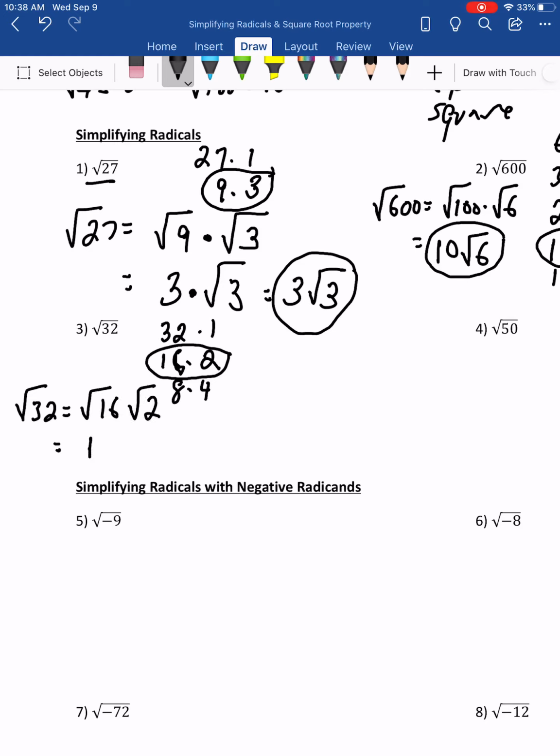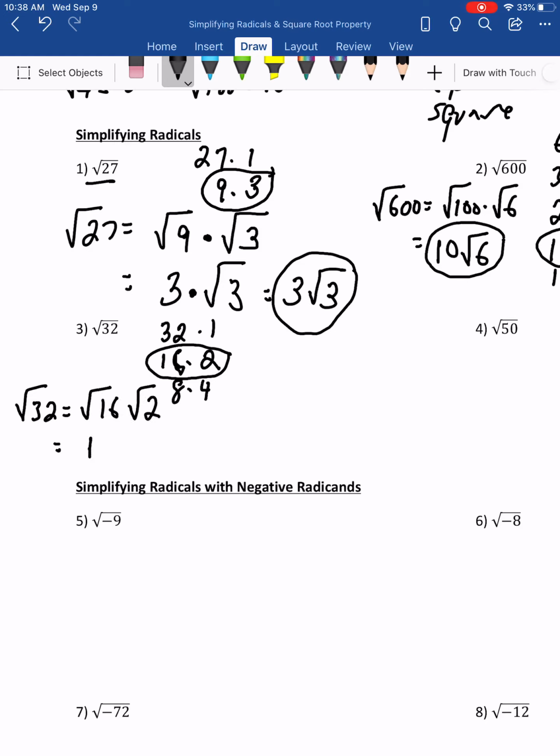We're going to say square root of negative 9 is equal to the square root of positive 9 times the square root of negative 1. So the square root of 9, of course, is just 3. And we define square root of negative 1 as i. So your answer to this is 3i.